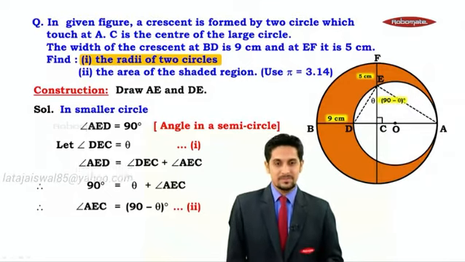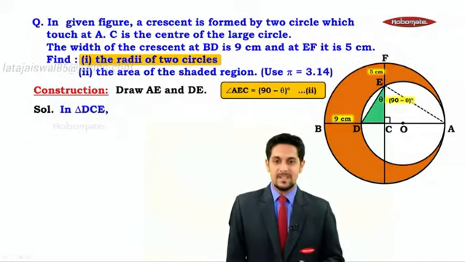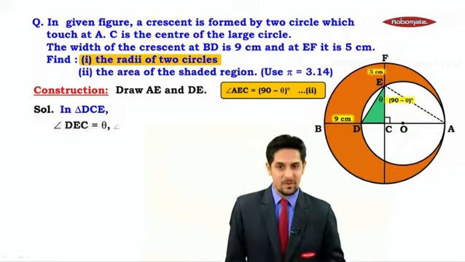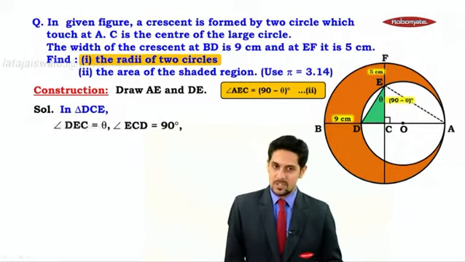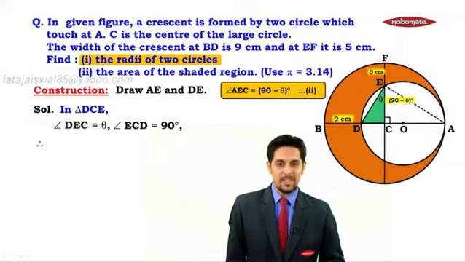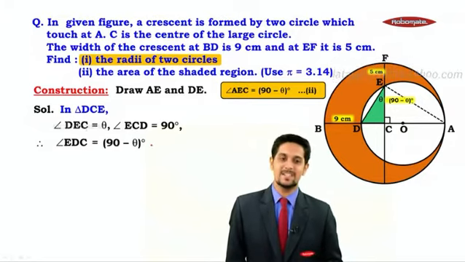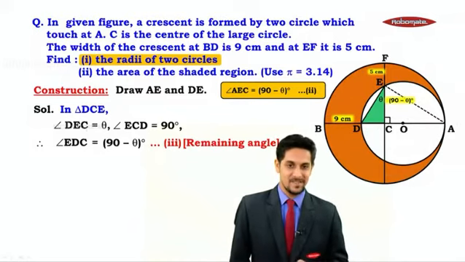Now students, let us move further and consider the triangle DEC. In triangle DCE, we can say angle DEC is equal to theta, as we have considered it before. Angle ECD is equal to 90, which was given in the question. Therefore, we can say angle EDC, which is the remaining angle, will be equal to 90 minus theta. And let's mark this as equation number 3.